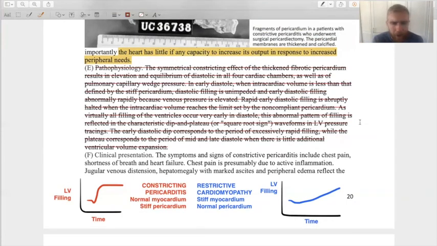So this is time for an interesting talk. The pathophysiology section talks about the square root sign in the left ventricular pressure tracing, right? And the reason this is important is because there's one other pathology that looks a lot like constrictive pericarditis, and that's restrictive cardiomyopathy.